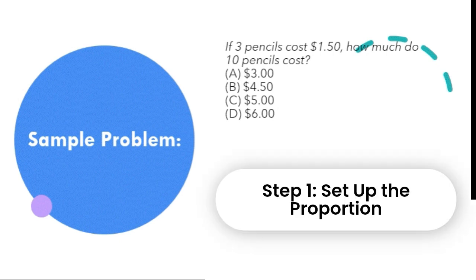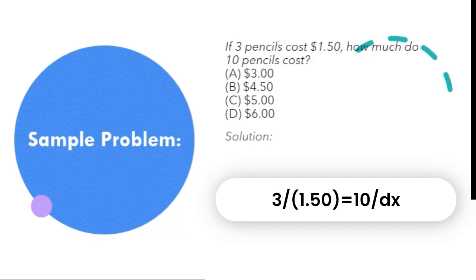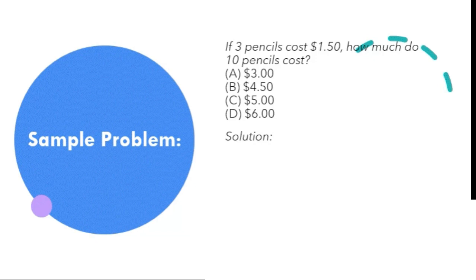Step 1. Set up the proportion. To start, notice that the price per pencil is the same for any number of pencils. So, we can set up a proportion to find out the cost for 10 pencils. The proportion looks like this. 3 divided by 1.5 equals 10 divided by x, where 3 represents the number of pencils we know the price for. 1.50 represents the cost for those 3 pencils. 10 represents the number of pencils we want to find the price for. X is the unknown cost for 10 pencils.